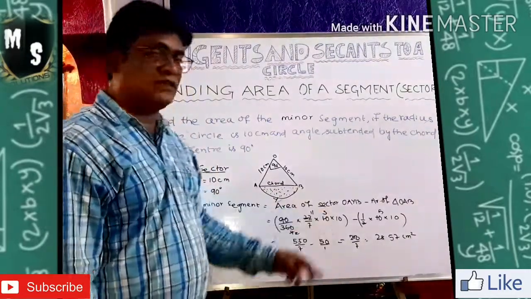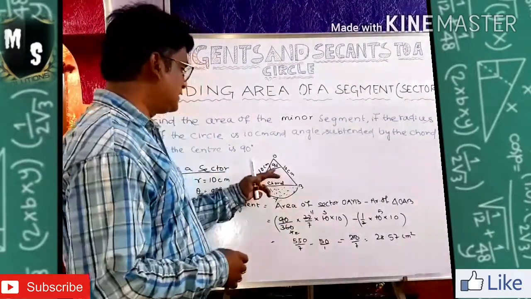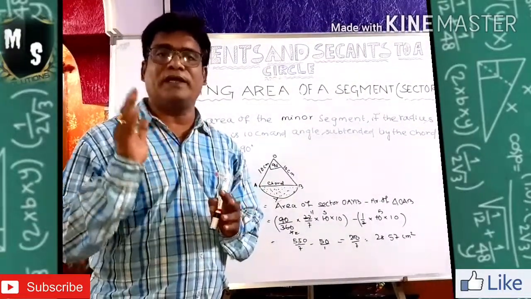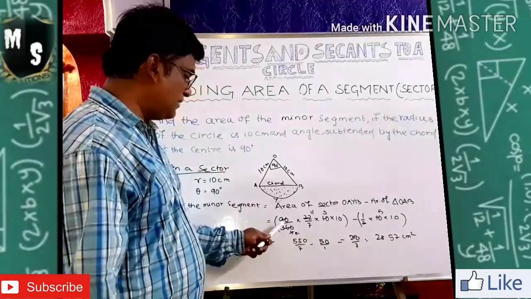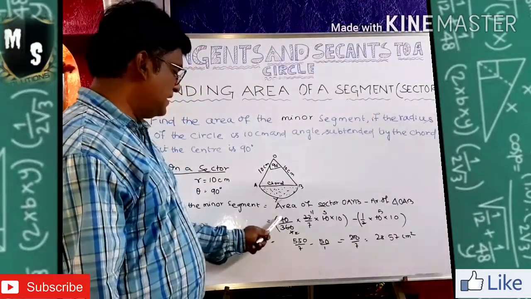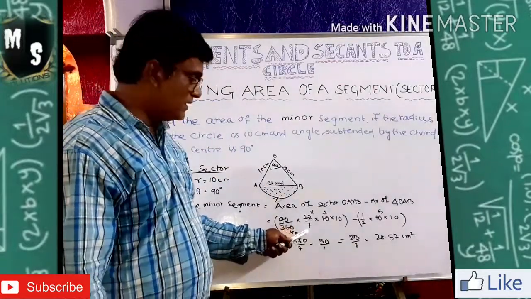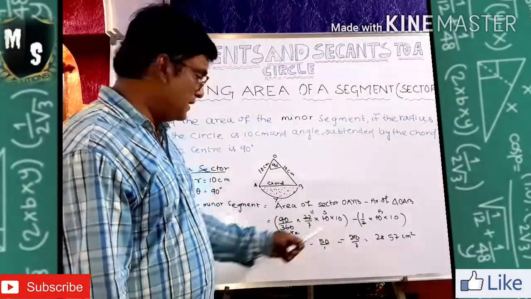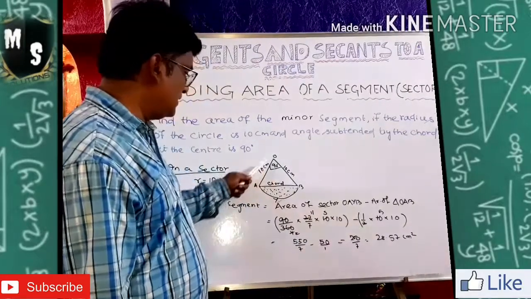So what is the area of the sector? As you know, theta is given, R is given. The formula should be adopted: theta by 360 into pi into R square. Theta is 90 here. 90 by 360 into pi, pi is 22 by 7, into R square, 10 into 10. Minus, what is the area of the triangle? Half base into height.